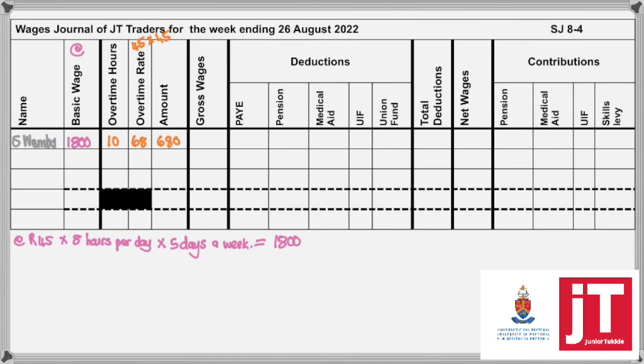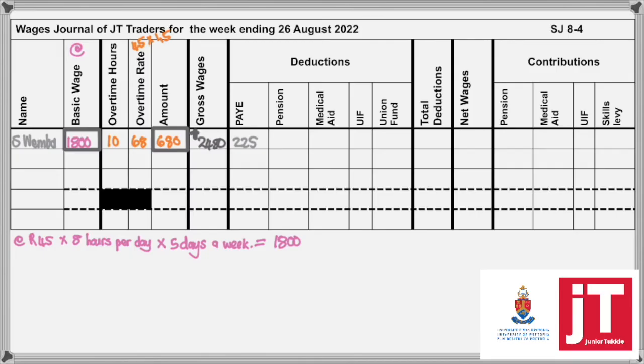To get the total gross, you're going to have to just add the basic wage and the overtime together. And we get 2,480 Rand gross wage. They've already calculated the pay as you earn. So the pay as you earn is then normal, straightforward, 225 Rand.